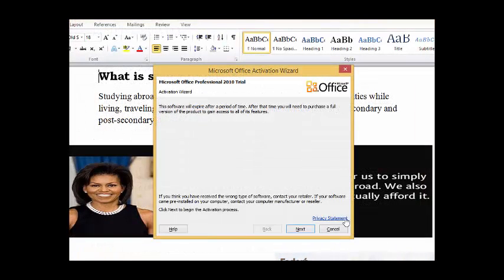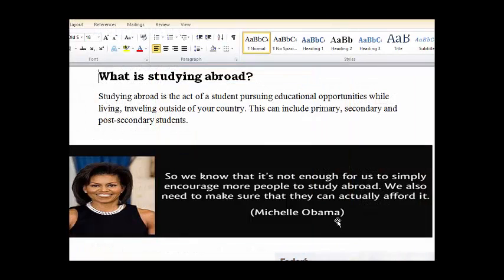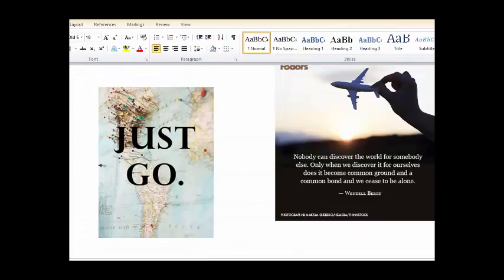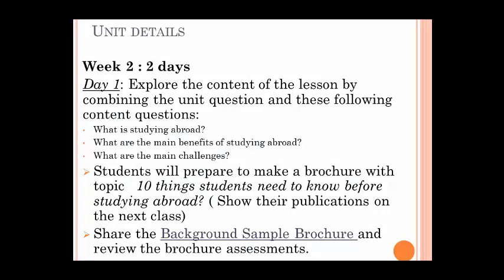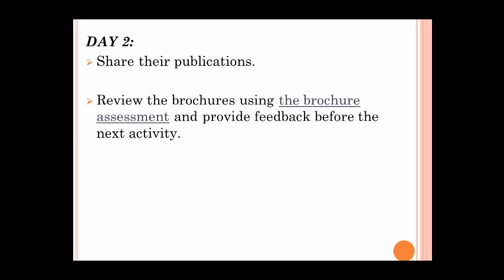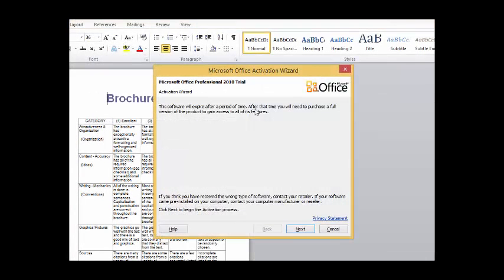This is the background about studying overseas brochure. And on the second day, the students will share their publication. I will review the brochure using the brochure assessment and provide feedback before the next activity. This is the brochure rubric.